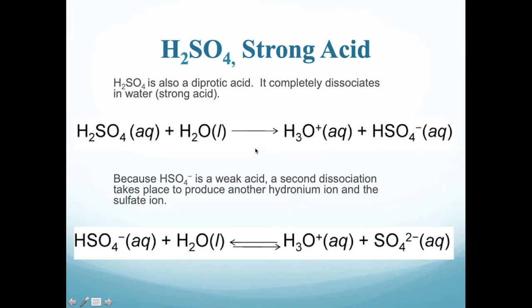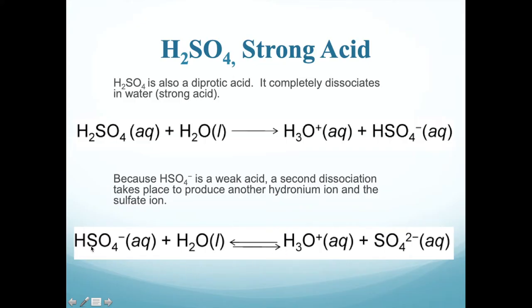However, notice the difference in the arrows here. This second reaction is a reversible reaction. It's an equilibrium. Sulfate and hydrogen sulfate exist in equilibrium. Okay, you'll have some hydrogen sulfate going on to sulfate, but you'll have some sulfate going back into hydrogen sulfate.